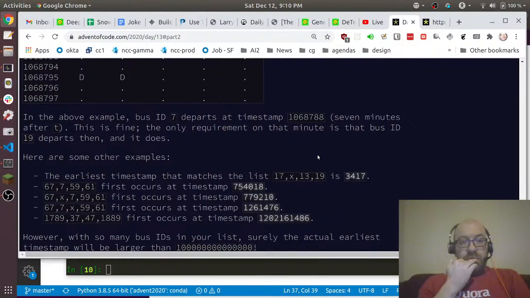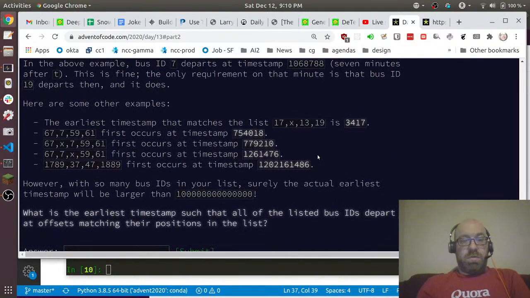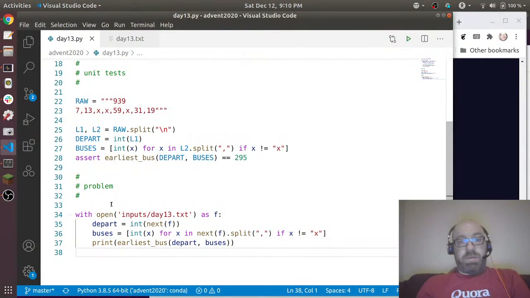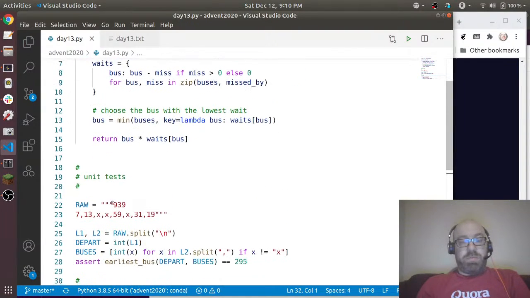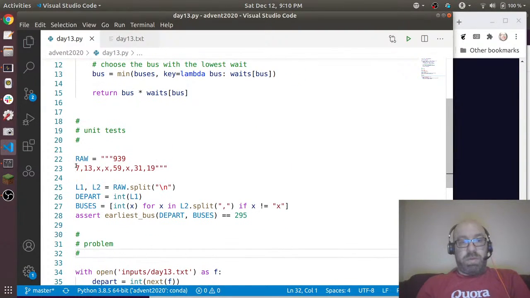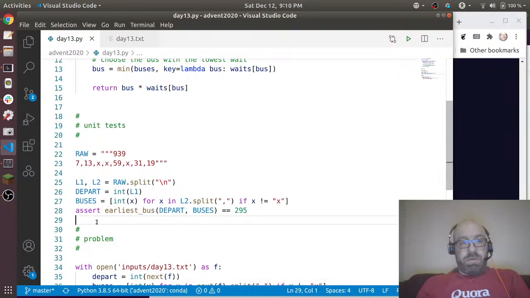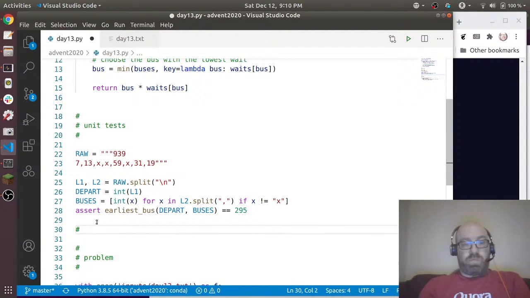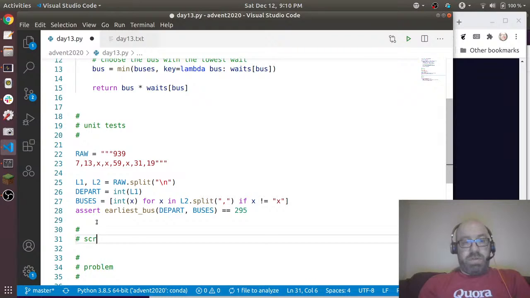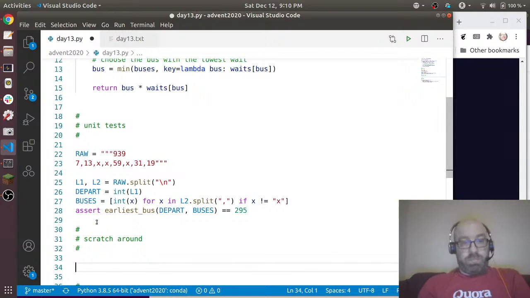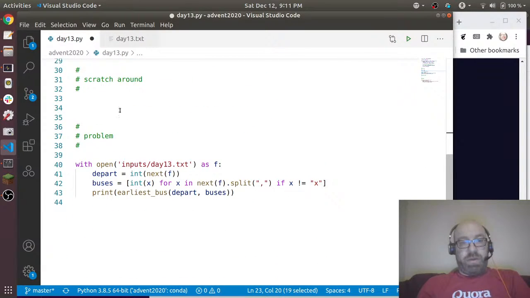Examples, some earliest timestamp, so all the listed bus IDs at the offsets mentioned there. Okay, so we definitely do not want to brute force this. So let us scratch around and think about how we would solve this problem, because this is the first one where just naively writing code isn't going to work.